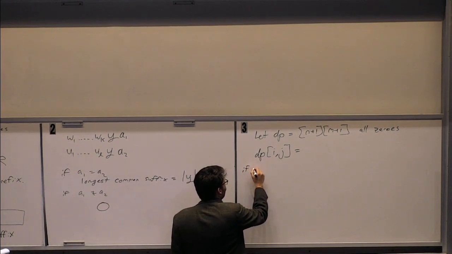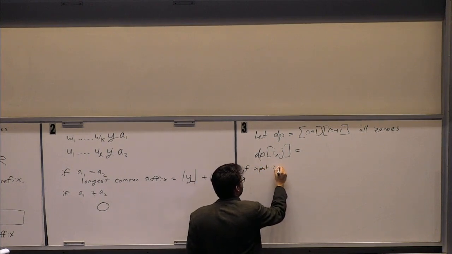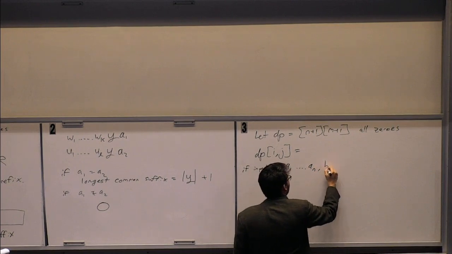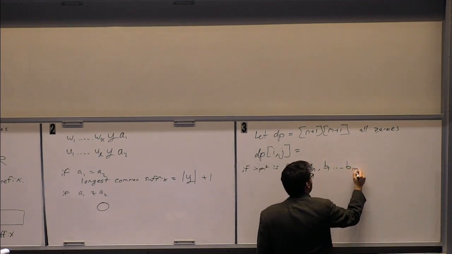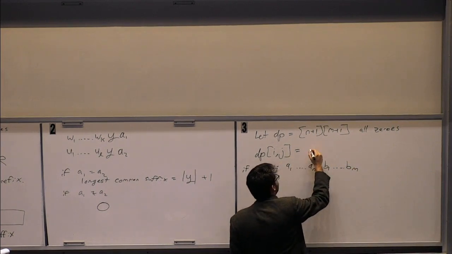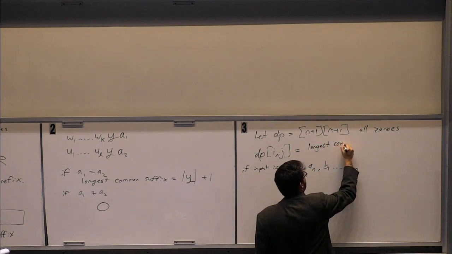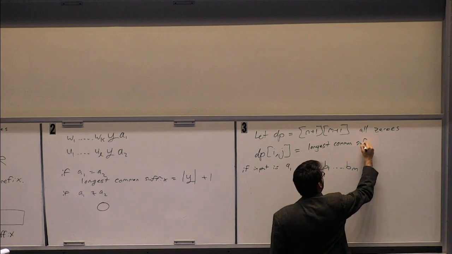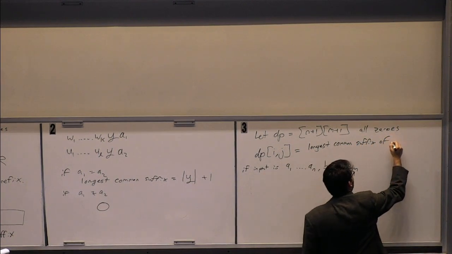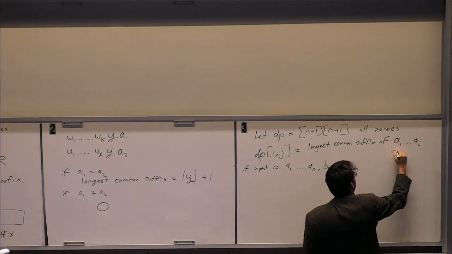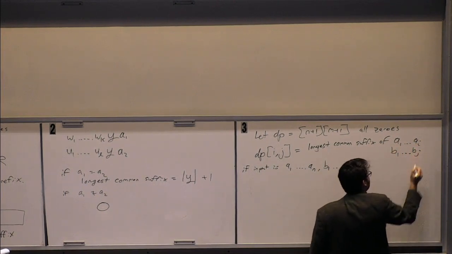If the input is a1 to an, b1 to bm, dp of i, j is going to be the longest common suffix of a1 to ai and b1 to bj.